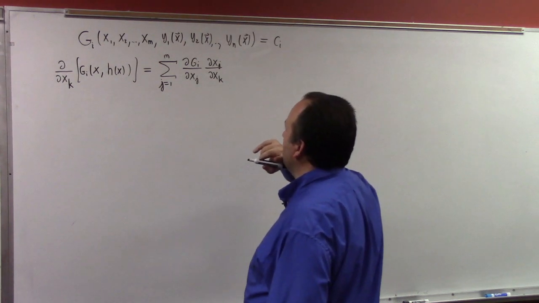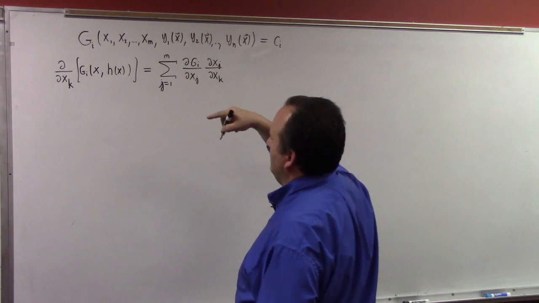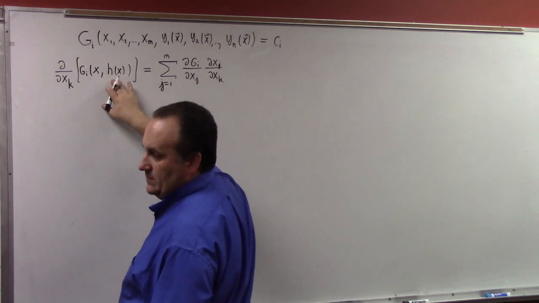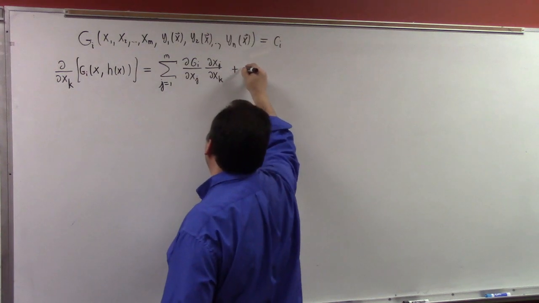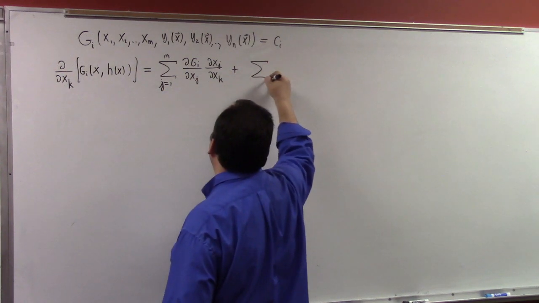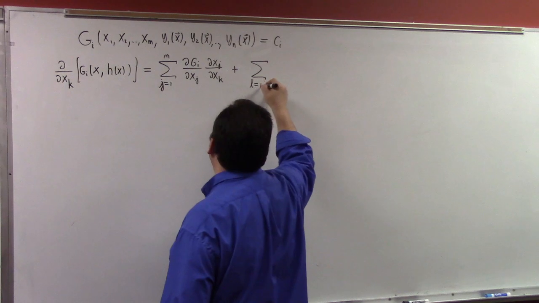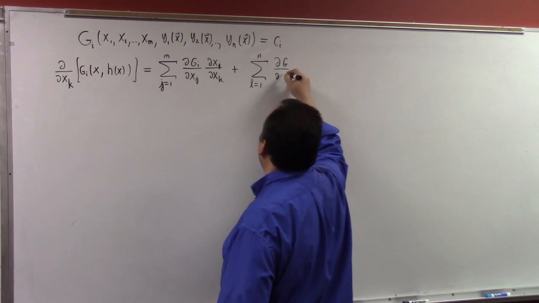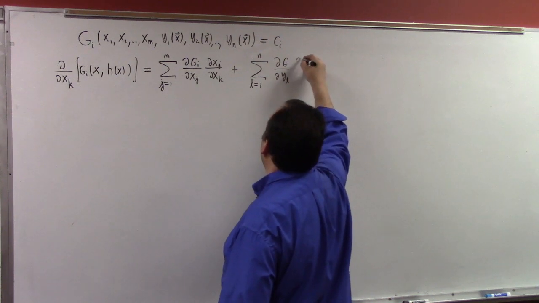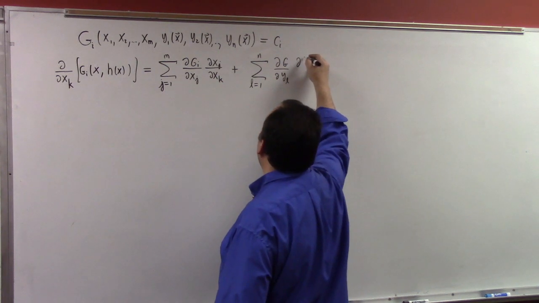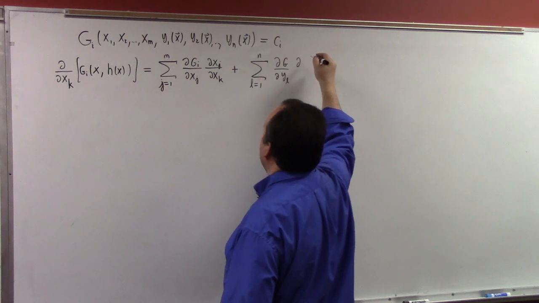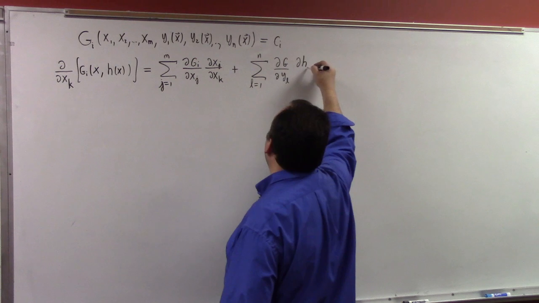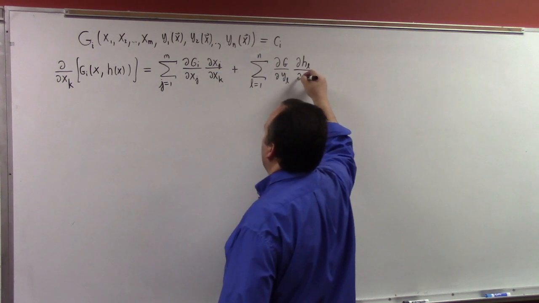But this is a function of m plus n variables, so there's still more. Plus what? The sum, let's say l equals 1 to n, of partial g partial y_l, and then what is y equal to here? It's equal to h. So I do h here, the lth component of h, partial x_k.